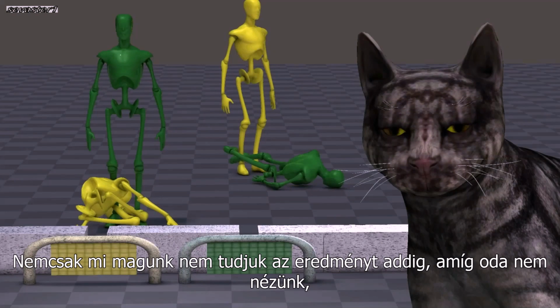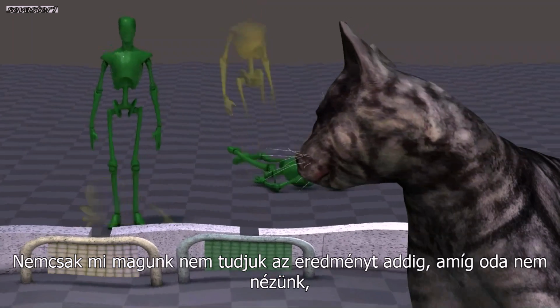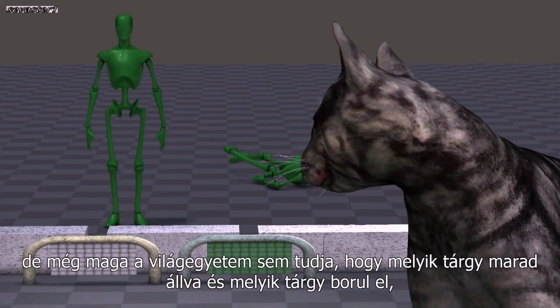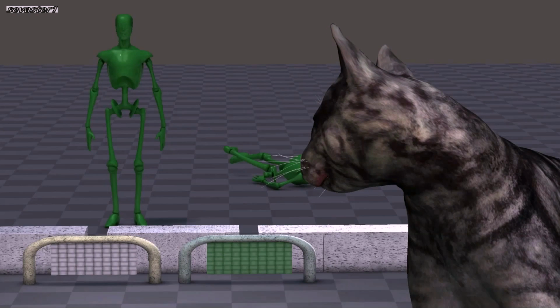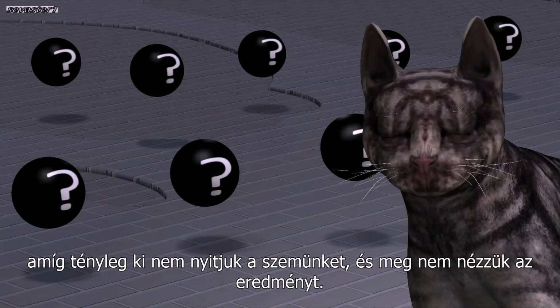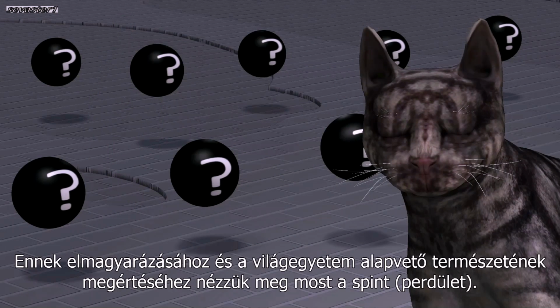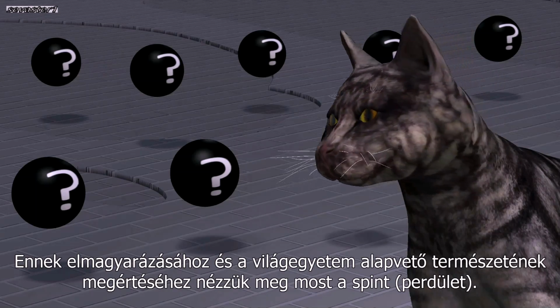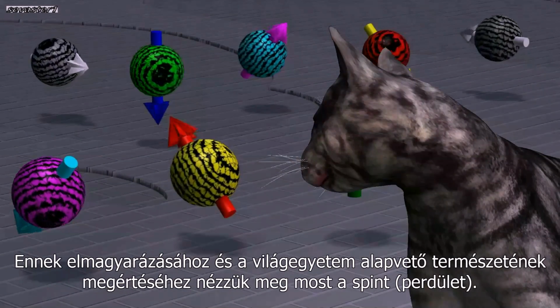It's not just that we ourselves do not know the outcome until we look. It seems that even the universe itself does not know which object is standing up and which object is knocked down until we actually open our eyes and observe the results. To explain why this is the case and what this means about the fundamental nature of our universe, let us talk about spin.